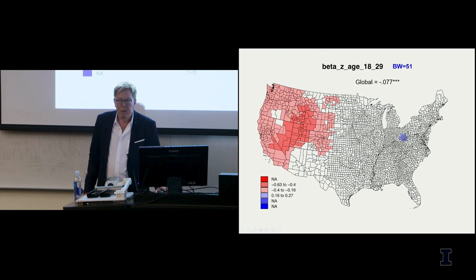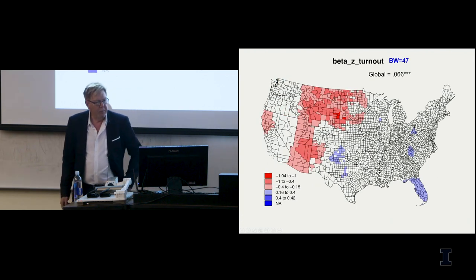But in the West, there is a significant impact. And basically, it's a negative one on the Democratic vote. So younger voters in the West tend to vote Republican. There's a higher rate of voting Republican in the West. The only place in the country where there's a significant positive impact on the Democratic vote is in around Columbus, Ohio. Right? Nowhere else.